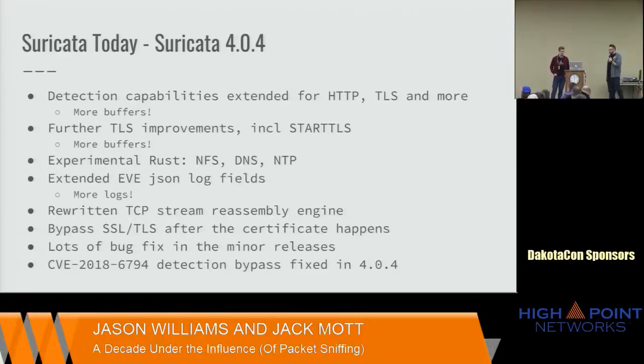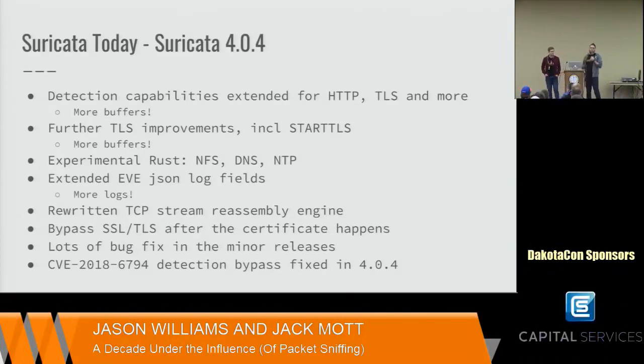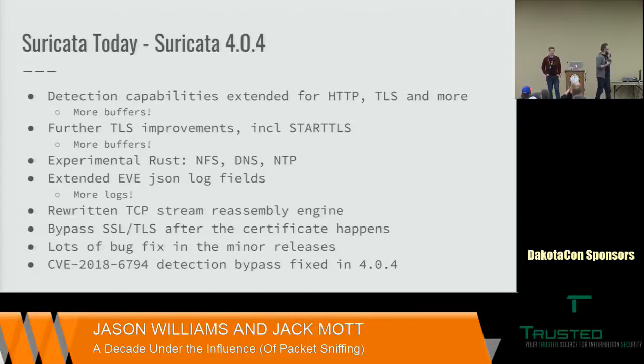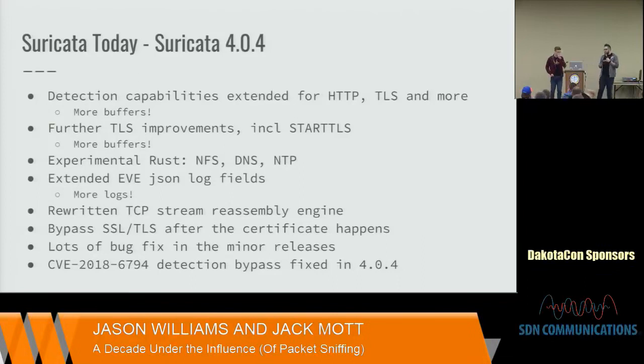But our detection capabilities were super extended. We got way more buffers, which Jack and I were super happy about. Things like Jack will kind of cover when he talks about writing SIGs. We got a lot of TLS improvements, more buffers there, which we'll talk about as well. The Rust stuff is really awesome, helping us build more secure protocol parsers. Eve expanded, so we can have even more data in there. TCP stream was rewritten for like the 8th time.